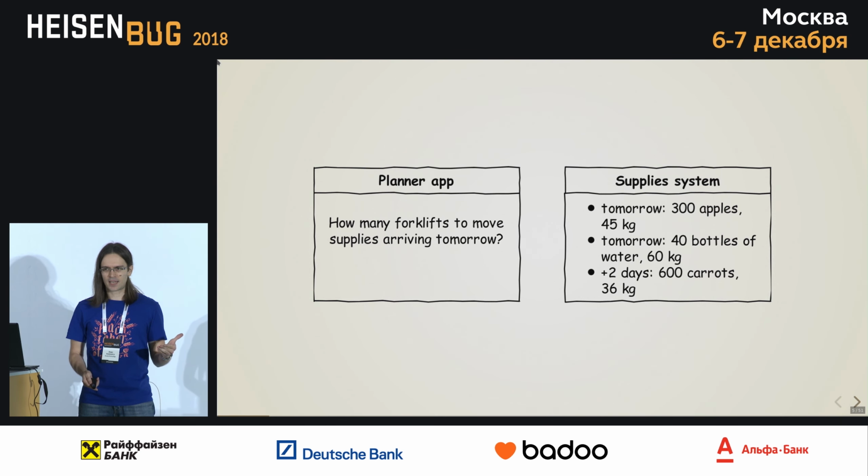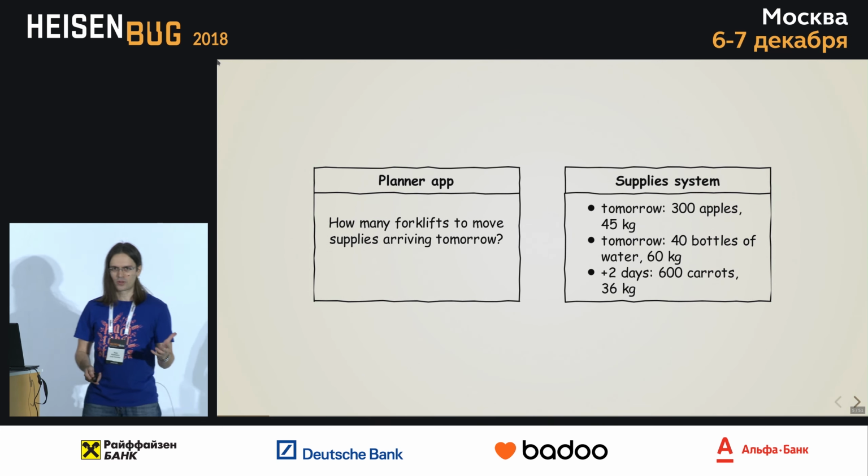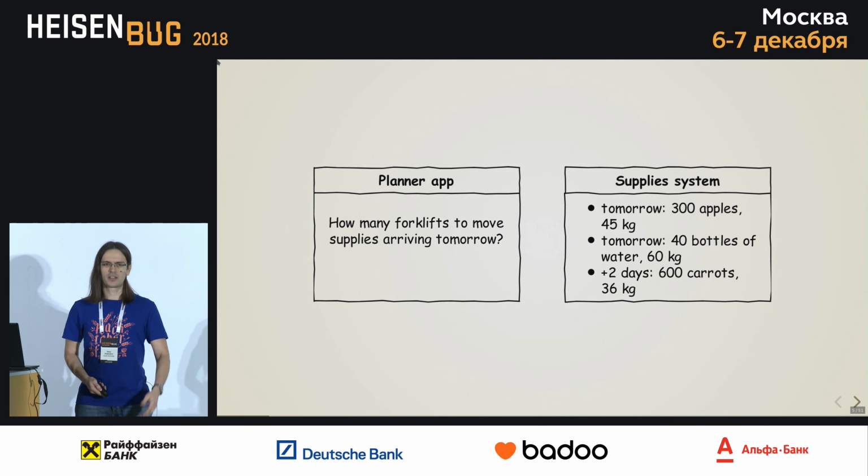So we write an application called the planner application. It will ask the other application, for example, how many goods are planned for tomorrow? And the other application will answer, okay, we have apples, so many, and water, so many. And the planner application will know how much a forklift can take, and will calculate how many forklifts we need. So now let's test that those two applications can work with each other.